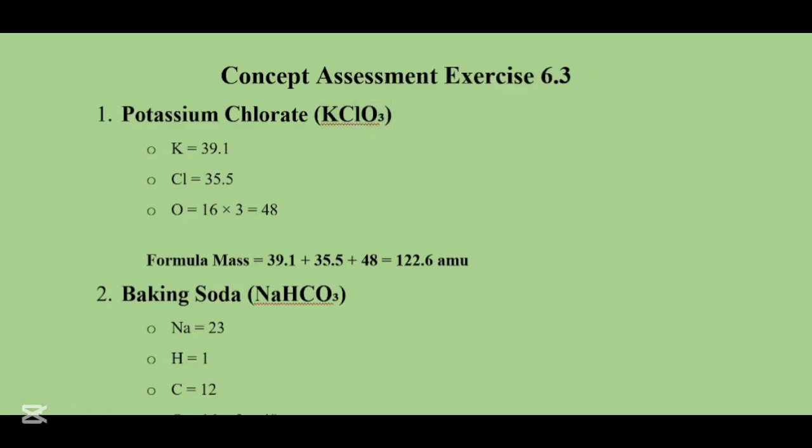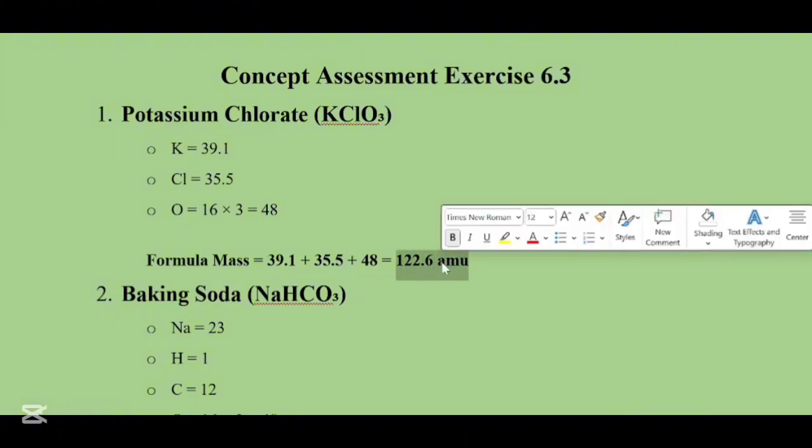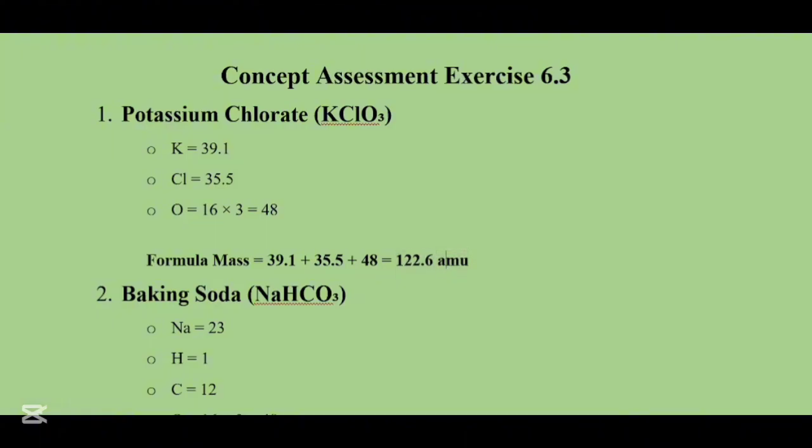Now as you can see, I have 39.1, which is the atomic mass of potassium, 35.5, which is the atomic mass of chlorine, and 48, which is the atomic mass of oxygen. Now if you add these all together, you will get a result of 122.6 atomic mass units. So this is the formula mass, this is how you can calculate the formula mass.